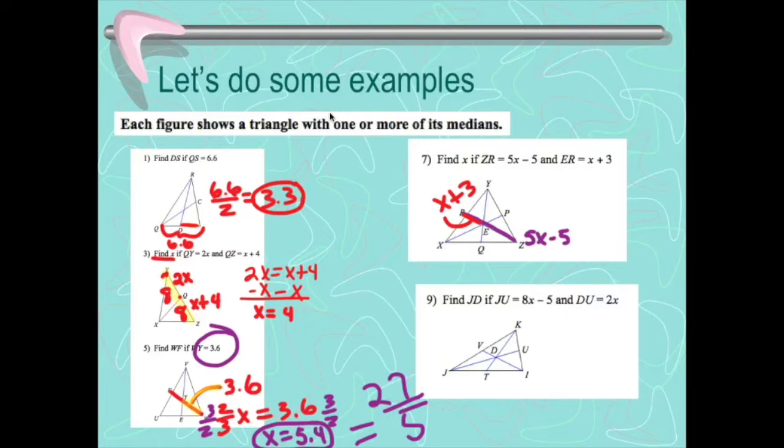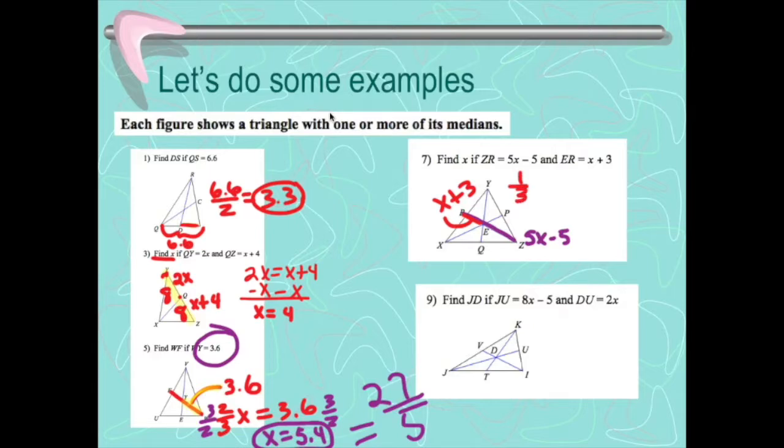What's the relationship? X plus 3 plus 2/3 equals 5 minus x? No. Is that the 2/3 portion or the 1/3 portion? It's the 1/3 portion. So 1/3 of what equals what? 1/3 of 5x minus 5 equals x plus 3. 1/3 of the whole equals the little piece. Okay? So you were right.